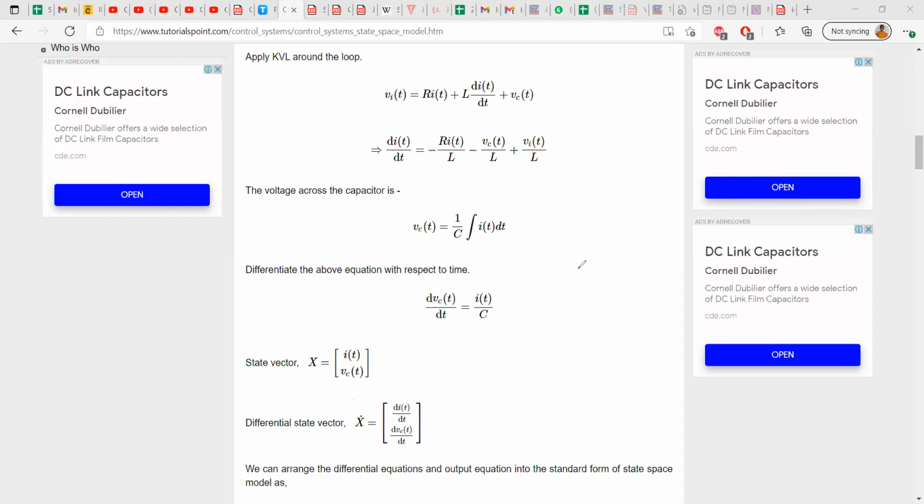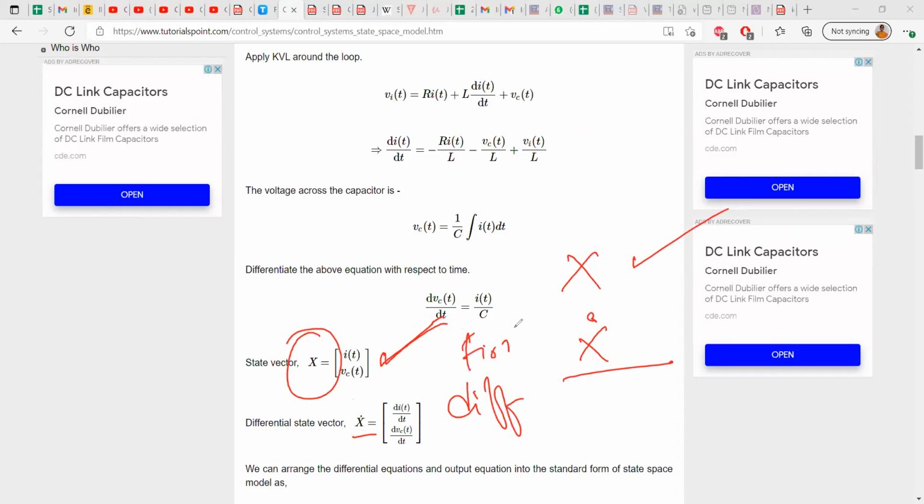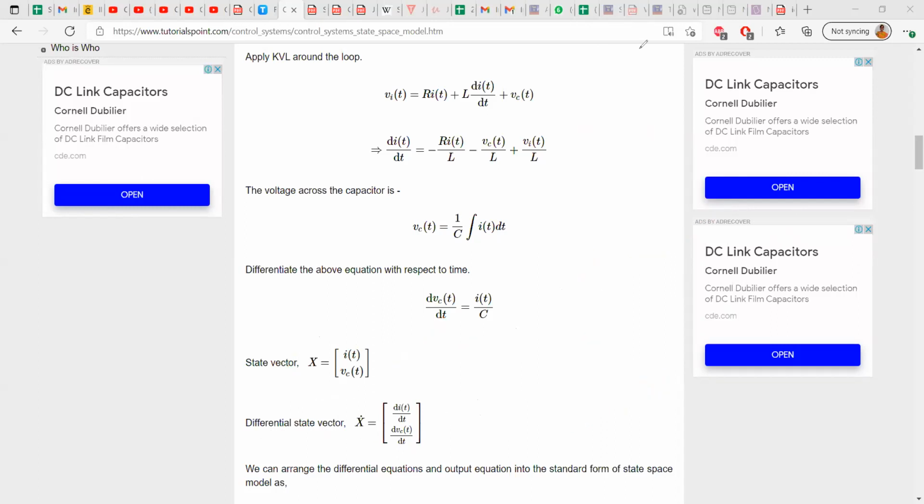So how many vectors we have? State vector and differential state vector. State vector contains the state variables as the elements, and differential state vector is obtained from the state vector with the first derivative, the first differential equation. That's what we explained in the definition.